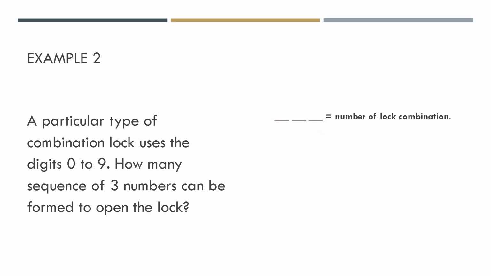When we write that as our answer, on the first blank you can choose from 10 digits, another 10 digits here, and another 10 digits here. So you multiply 10 times 10 times 10. So there are 1,000 lock combinations that could open this lock.